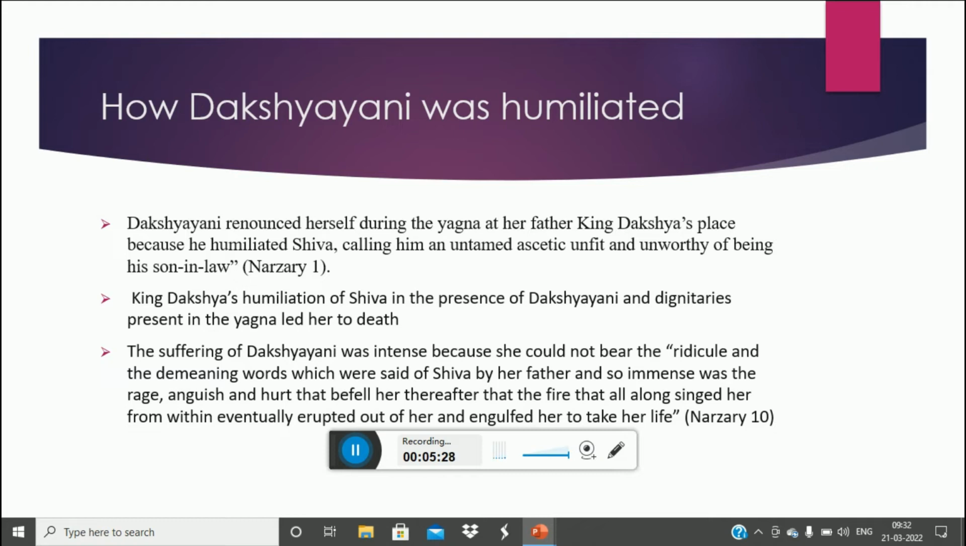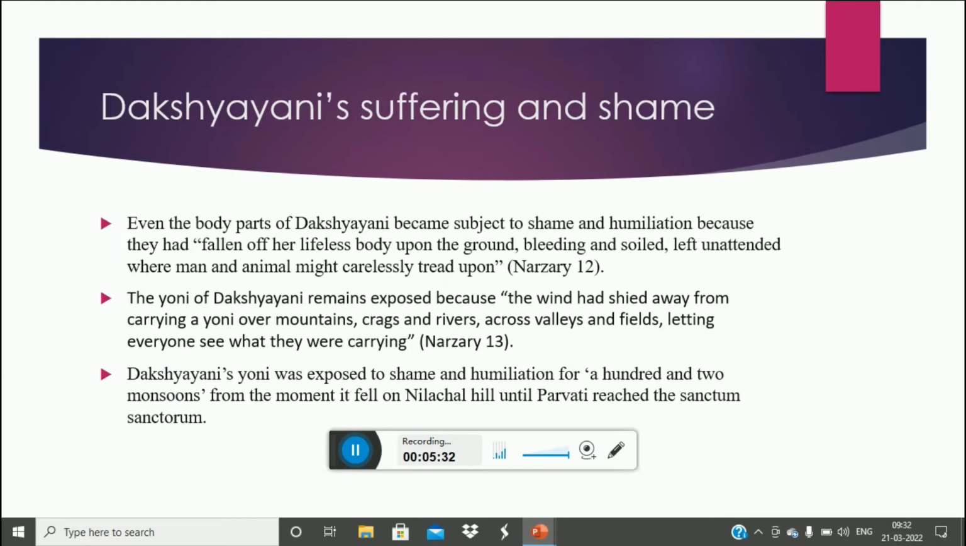So who is responsible here for the suffering of Dakshayani? When we see, it is the patriarchal society that is responsible. King Daksha humiliated Dakshayani in front of the dignitaries. Dakshayani was not given the chance of free choice, because she was in love with Shiva, but that love for Shiva was not approved by King Daksha, and that is how it leads to the tragic death of Dakshayani.